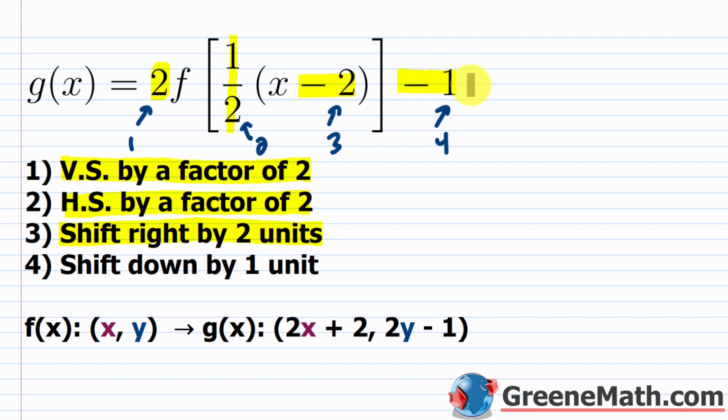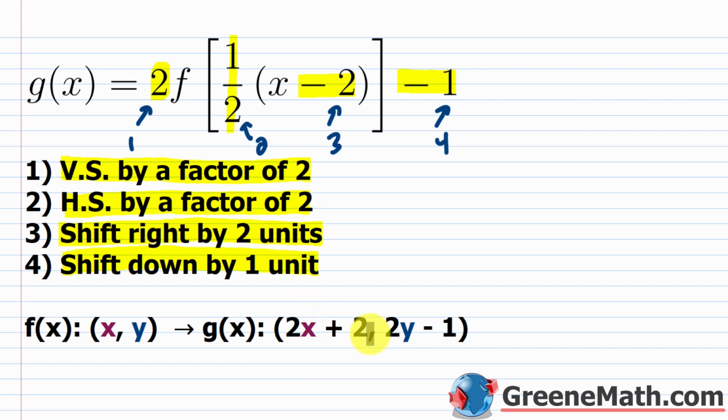Then coming to the outside here, again, this is going to be straightforward because it's a vertical transformation. We have this minus 1 here. That's just going to shift me down by 1 unit. So if you have an x comma y on your graph, f of x equals 1 over x squared, when you get to your g of x, this is going to be 2x plus 2. Again, that's coming from this horizontal stretch by a factor of 2 done first, and then plus 2, that's coming from shifting right by 2 units.